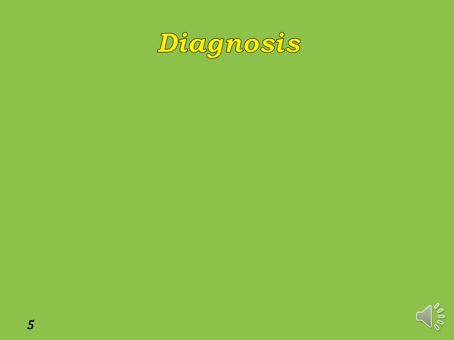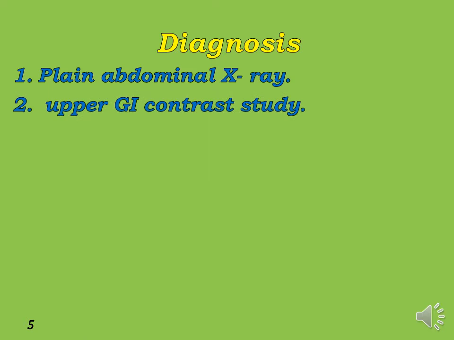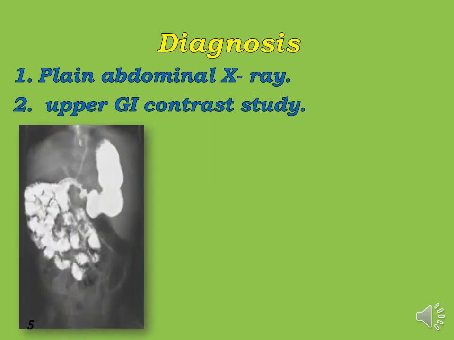Diagnosis of this problem is by sending a plain abdominal X-ray or doing an upper gastrointestinal study, which is the confirmative diagnosis. As you see, this is a barium meal, contrasting the stomach with barium, and barium follow through, contrasting the small bowel. This is an upper GI contrast study.